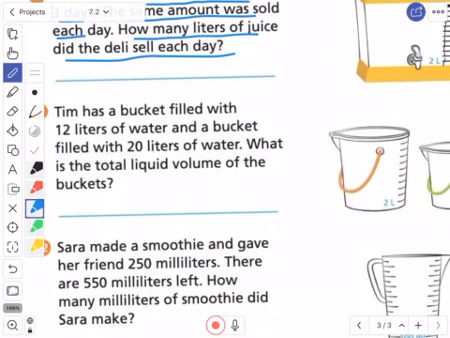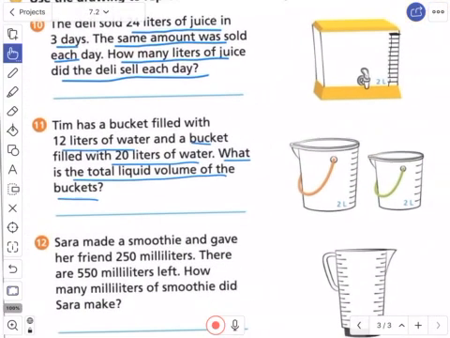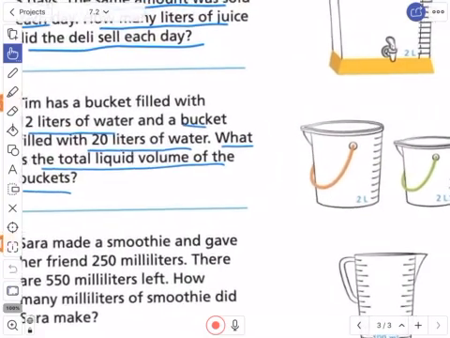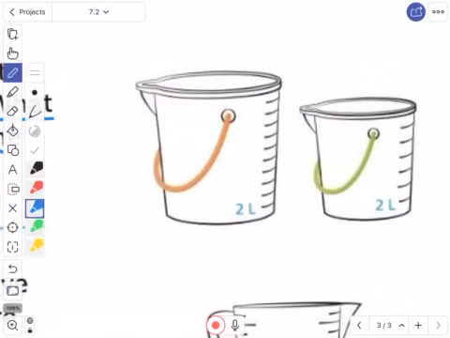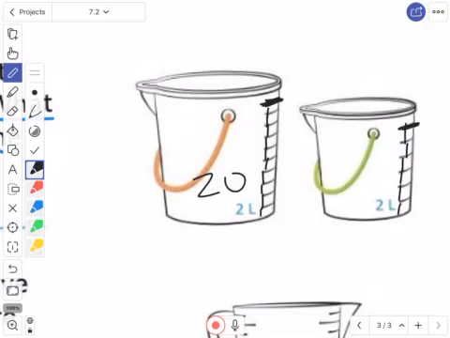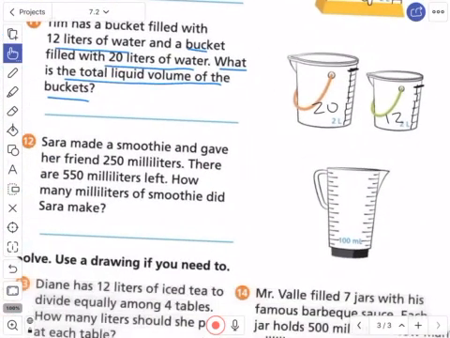Number 11, Tim has a bucket filled with 12 liters of water and a bucket filled with 20 liters of water. What is the total volume of the buckets? Okay, this one counts by 2s. So one is filled with 20, the other is filled with 12. So I'm just going to count here, 2, because it counts by 2s, it says right there. So 2, 4, 6, 8, 10, 12, 14, 16, 18, 20. So it's 20 right there. This is 2, 4, 6, 8, 10, 12. So that's 12, so I can use that to help me on that one.